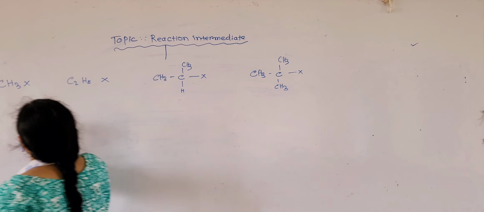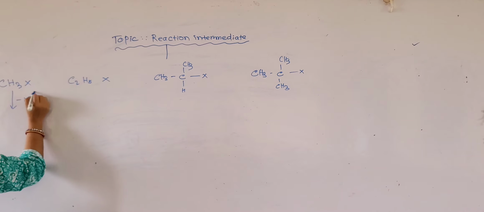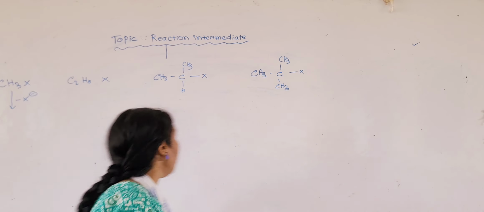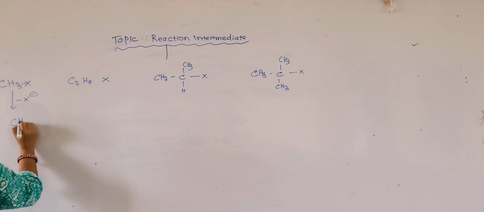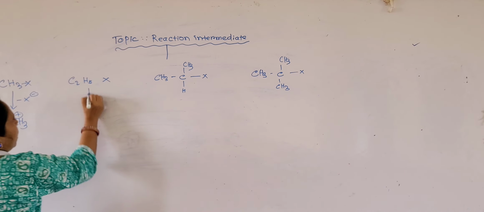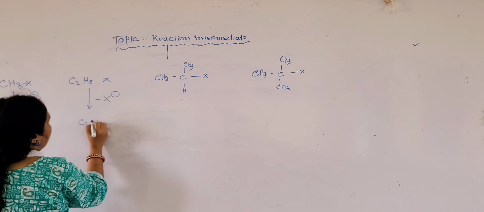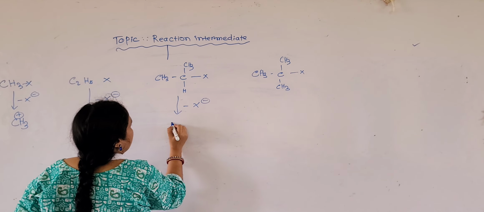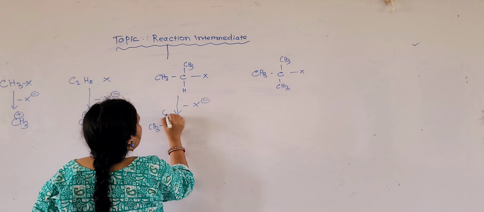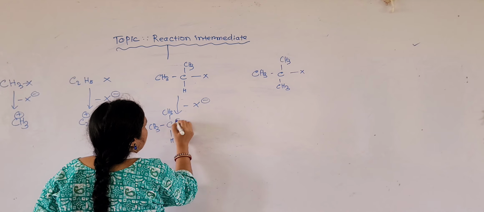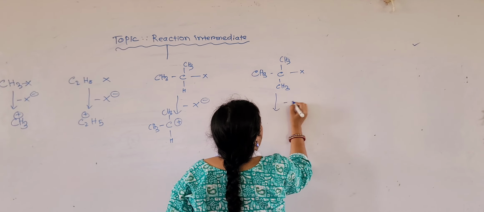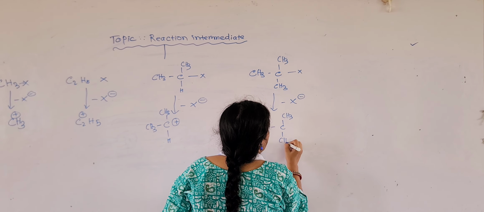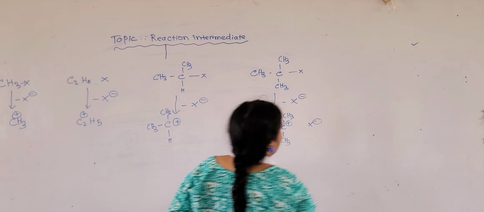X- goes out from the substrate, taking both the electrons, so it becomes the methyl cation. Here also the same thing, it becomes the ethyl cation. Here X- gives you the isopropyl cation, and here X- gives you (CH3)3C+, the tertiary butyl cation.